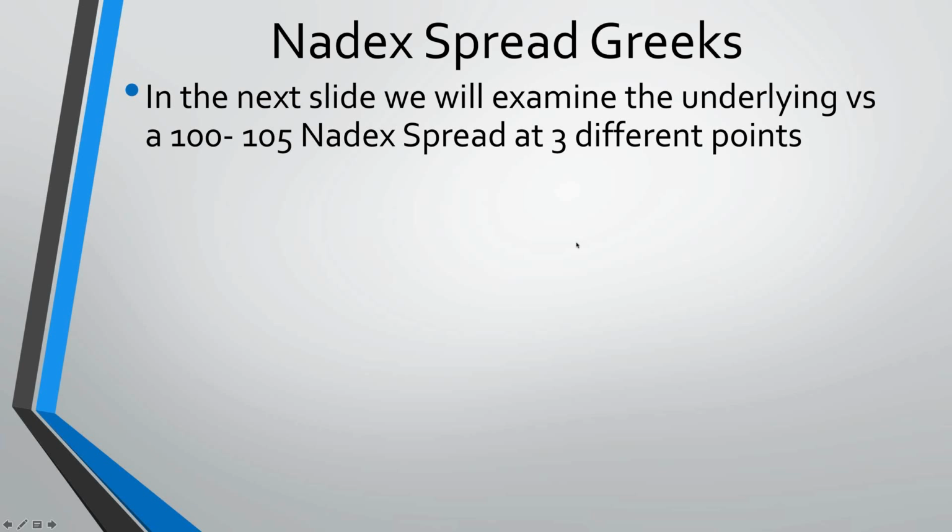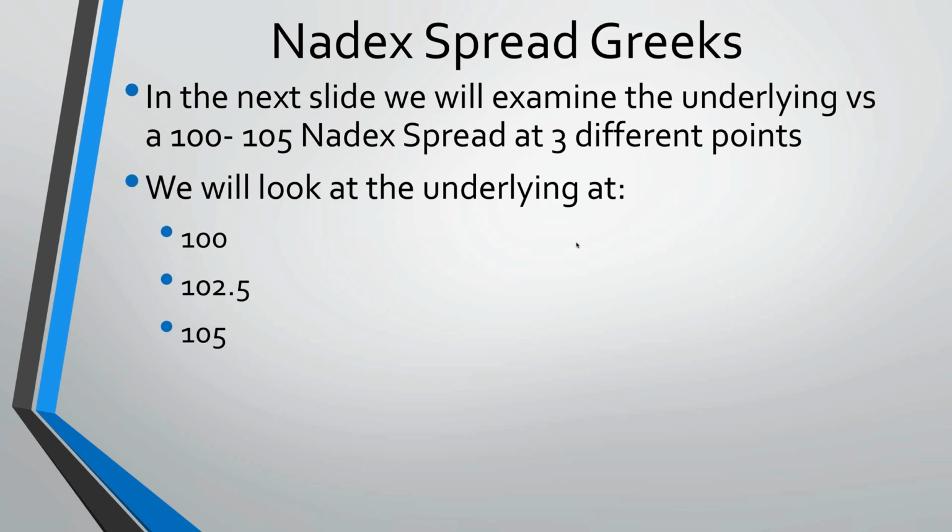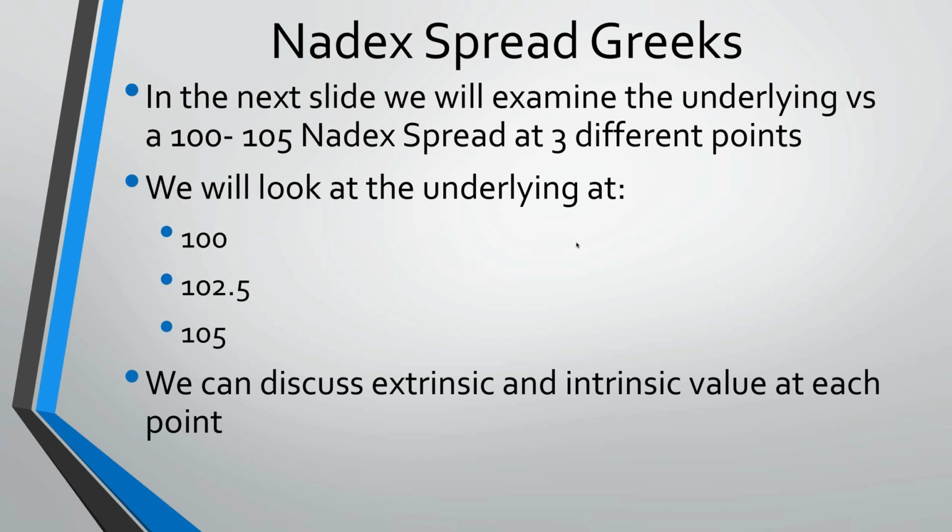So in order to do that, we're going to examine the underlying. This is a hypothetical underlying, or a hypothetical indicative, versus a 100-105 Nadex spread. We're going to look at it at 3 different points. We'll look at the underlying as if it was at 100. This is going to be a 100-105 spread, so the 100 we'll call the floor price, the 105 the ceiling price. We're going to examine it at the floor price, at the midpoint, and at the ceiling price. We're going to start laying this out so we can roll in the concept of the Greeks, and we can discuss intrinsic and extrinsic value at each point.